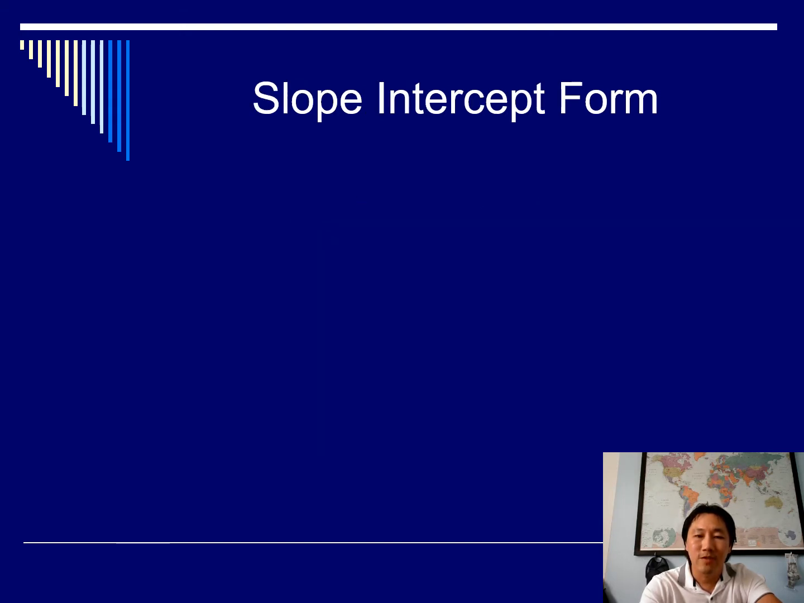We also have slope-intercept form. This is probably the one you know the most. Y equals mx plus b. This is the slope, and this is the y-intercept.